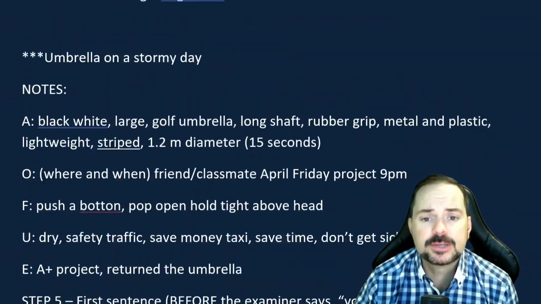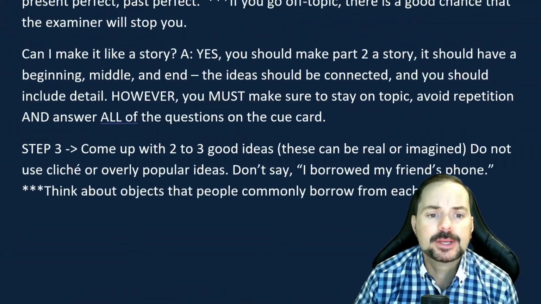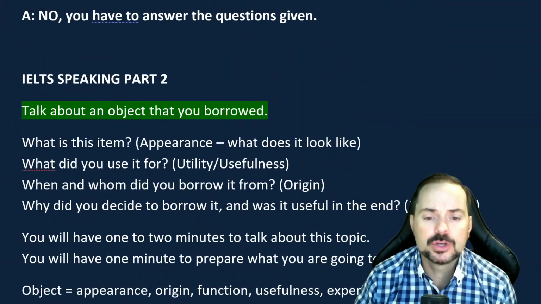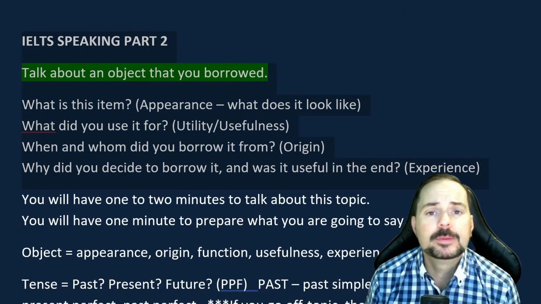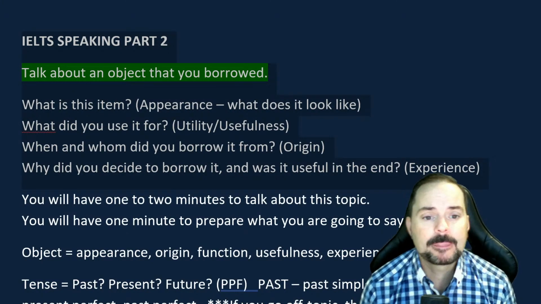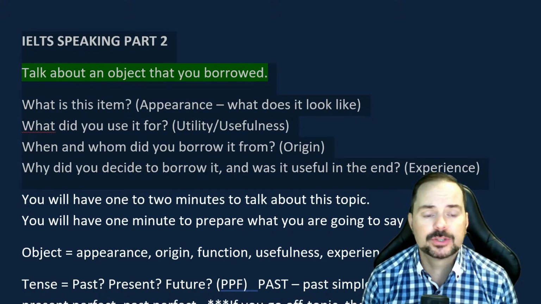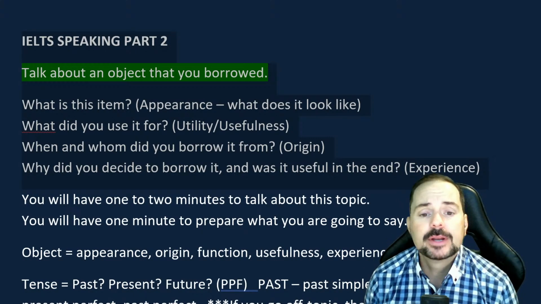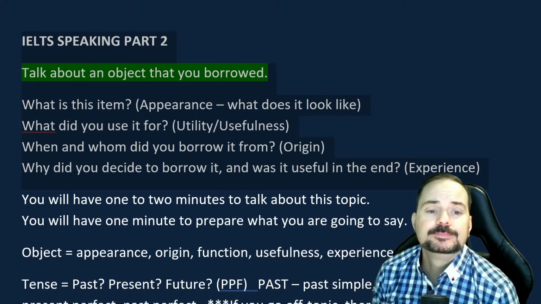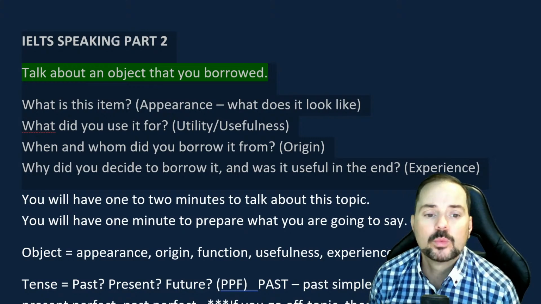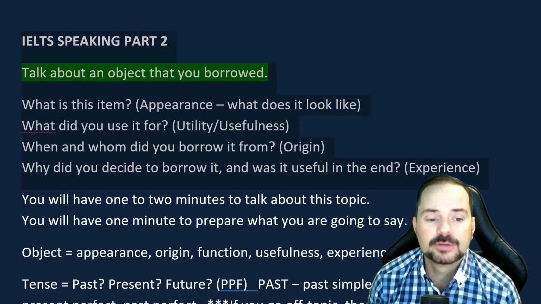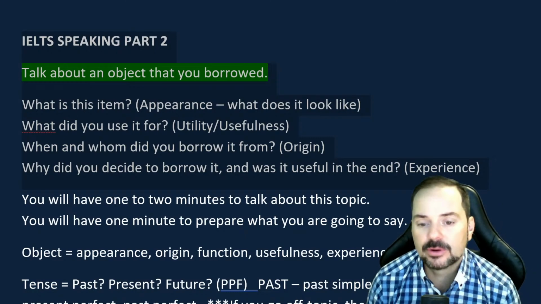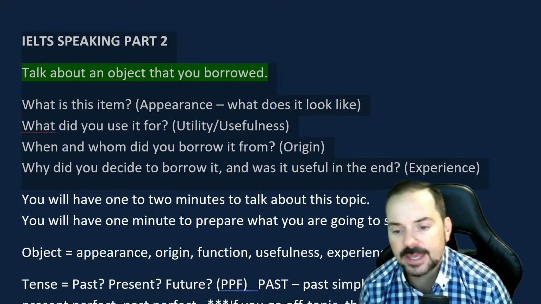Okay, viewers, members, let's take a look at this. Let's just see what we did right now. Here we go. So this is the cue card right here. Okay. Repeat, speak, copy me. IELTS speaking part 2. Talk about an object that you borrowed. What is this item? What did you use it for? When and whom did you borrow it from? Why did you decide to borrow it? And was it useful in the end?